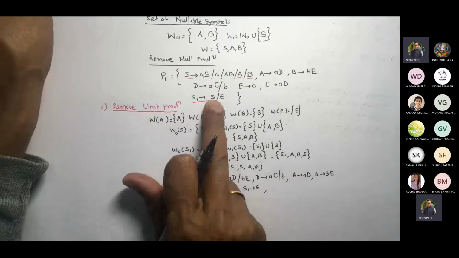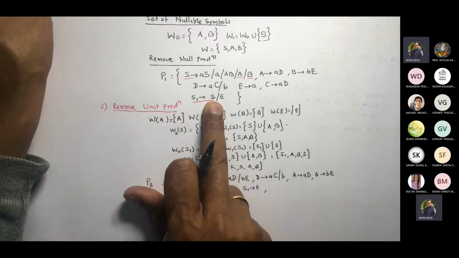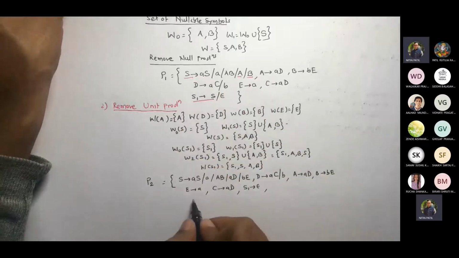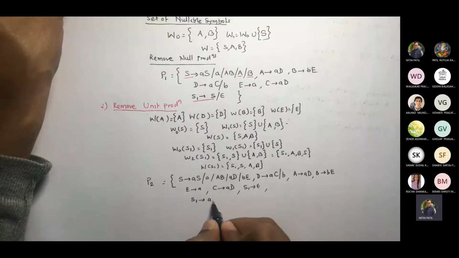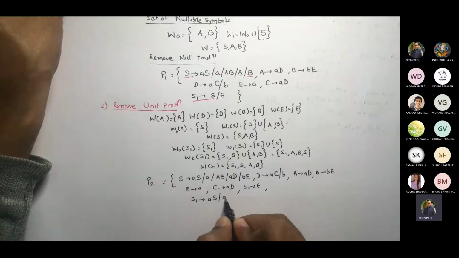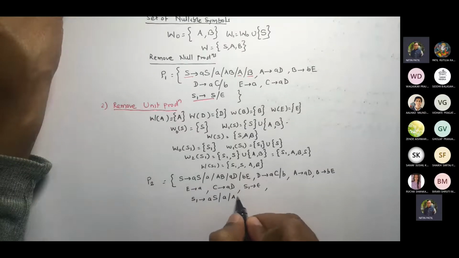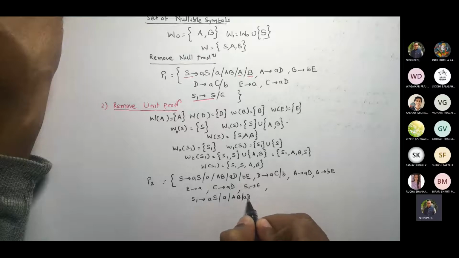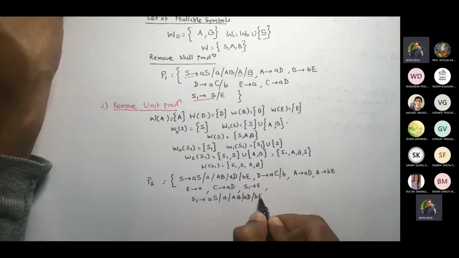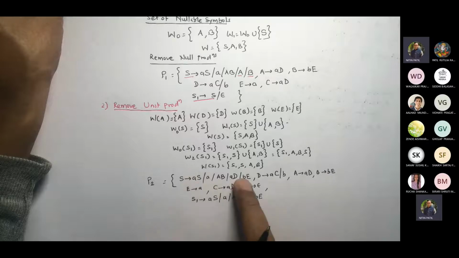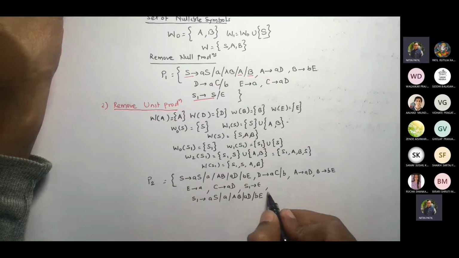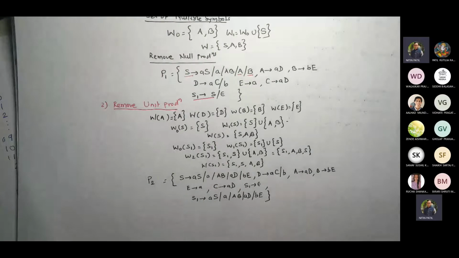Now there is S1 gives S. So whatever S is giving, you add all of them together for S1. So what is S1 giving you? AS, A, AB, AD, and BE. All of them. Whatever S was giving you, add all of them together. So these are your unit productions removed. Is that fine? Check it once.